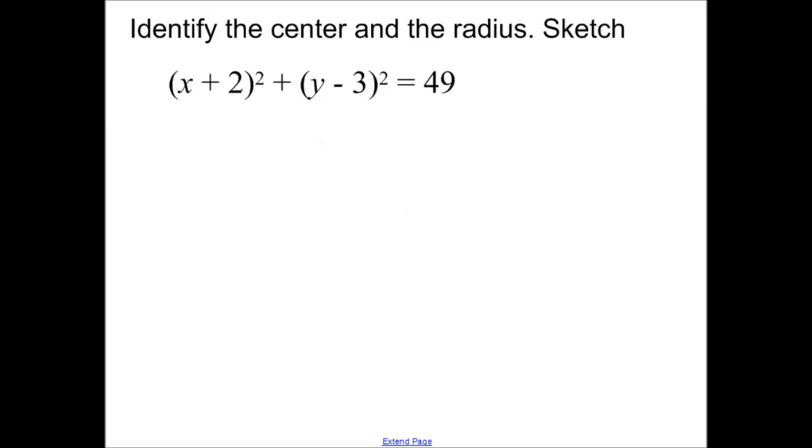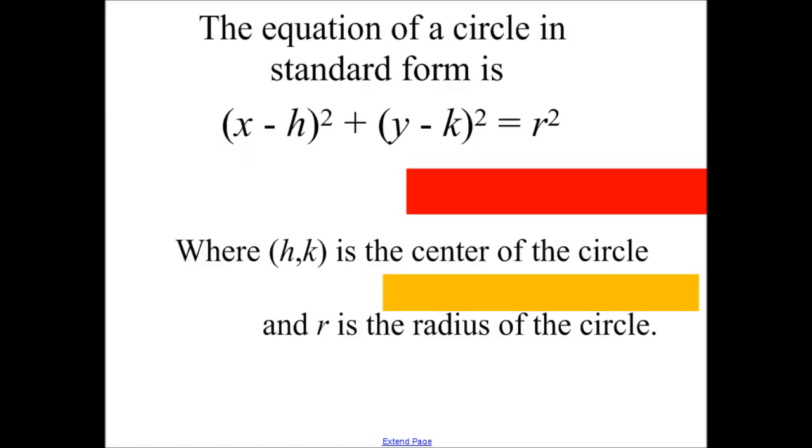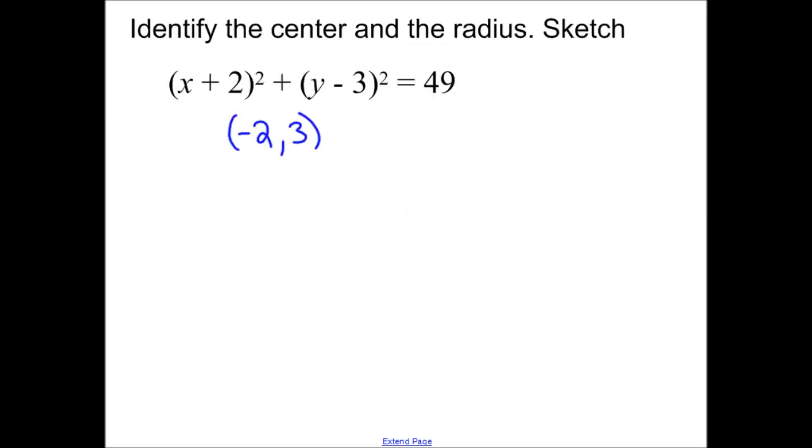So let's look at the first example. (x plus 2) squared plus (y minus 3) squared equals 49. So our center would be (-2, 3). The signs always switch because it's always minus h, minus k. And our radius is 7.